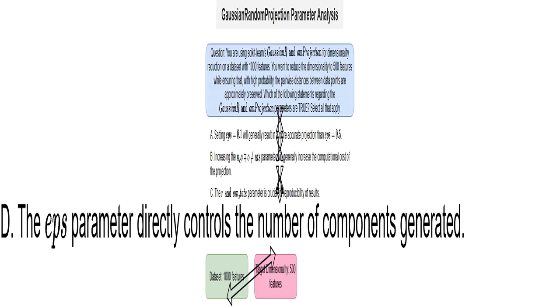This statement is false. Epsilon doesn't directly set the number of components. It affects how many components are needed to achieve a certain accuracy in preserving distances, but the actual number is controlled by the n_components parameter.